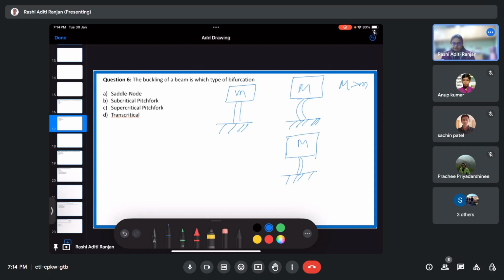So what is happening? There was one state of the system for small m, one equilibrium point. This is an equilibrium state. The mass, beam and the surface are all in equilibrium, in a static condition, balancing by action and reaction. Correct? There is no motion, there is no acceleration, so it is in a static condition.